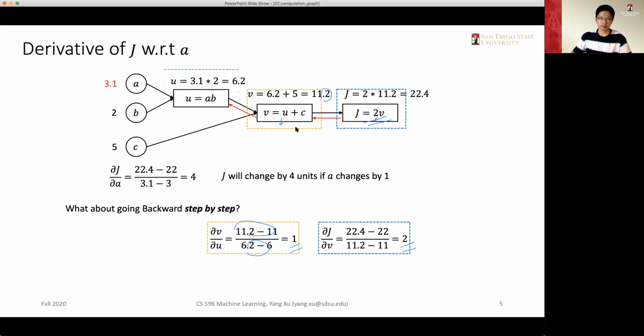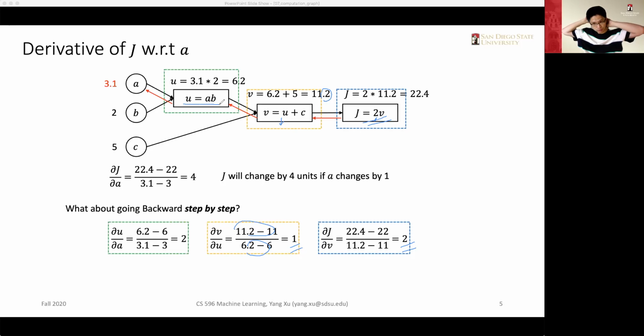And now the last step is the derivative of u with respect to a. In this case we find that it is 2. Looking at this particular function here, u equals a times b, when we want to compute the derivative of u with respect to a, we can view the other variable b as a constant. So we are actually putting the constant value of b here, and the value of it is 2. That's why we have 2 here.